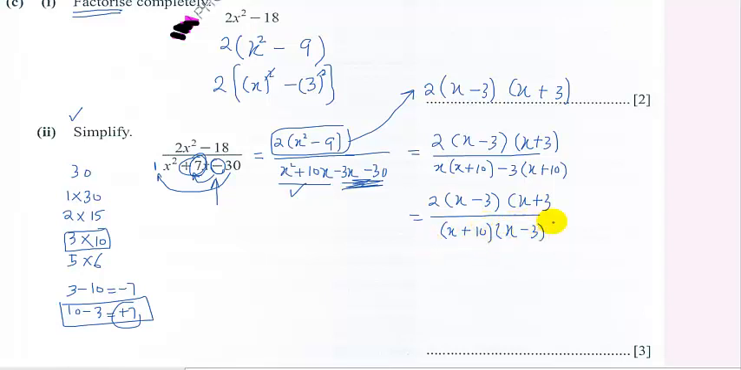Okay student, now this x minus 3 and x minus 3 cancel, so we have the simplified fraction, which is 2 times x plus 3 over x plus 10. So this is our simplified fraction.